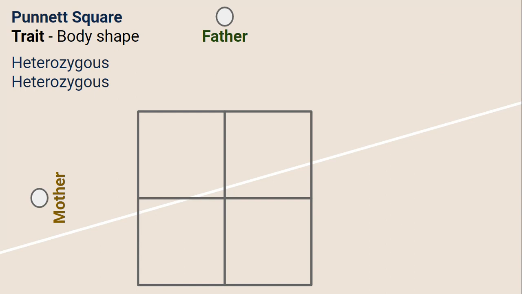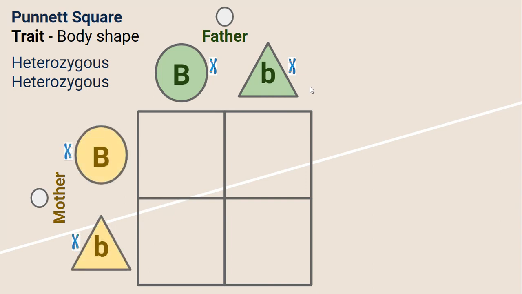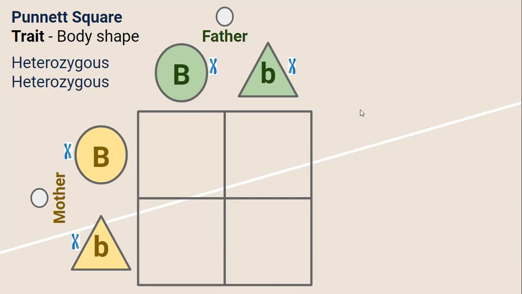And in this case, we're going to have a heterozygous father, so he has both the dominant allele and the recessive allele, and we're going to have a heterozygous mother who has the dominant allele and the recessive allele as well. Now, both of these have the phenotype of the round body, because they each have a dominant allele, and you only need one in order to show the dominant phenotype. So these are round-bodied monster parents, and they're going to have a monsterling.